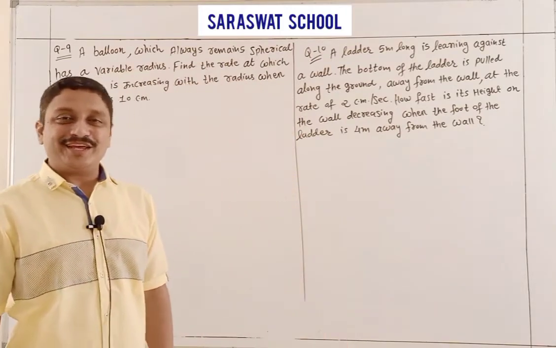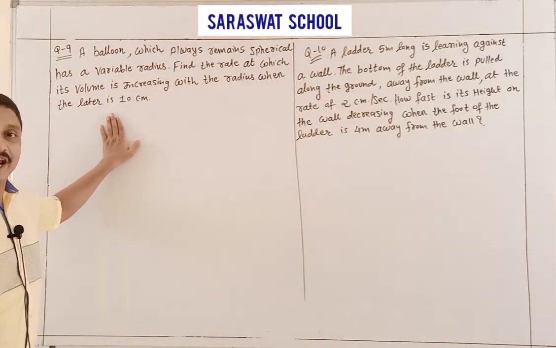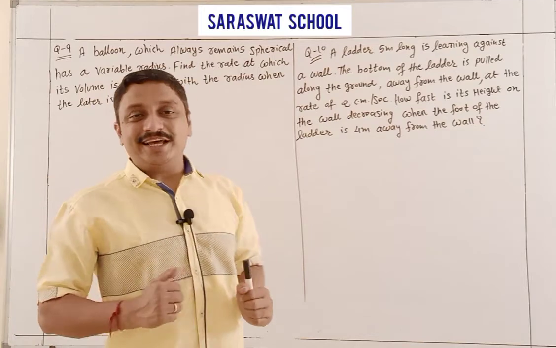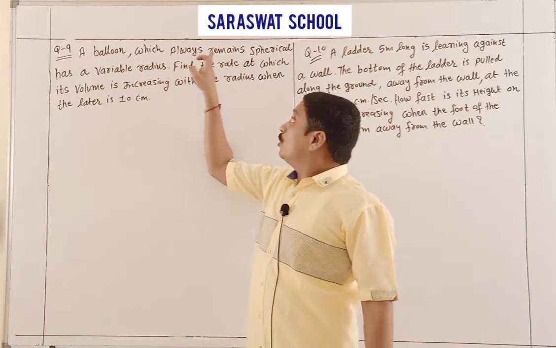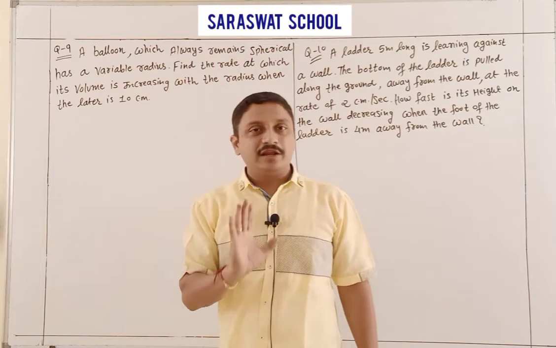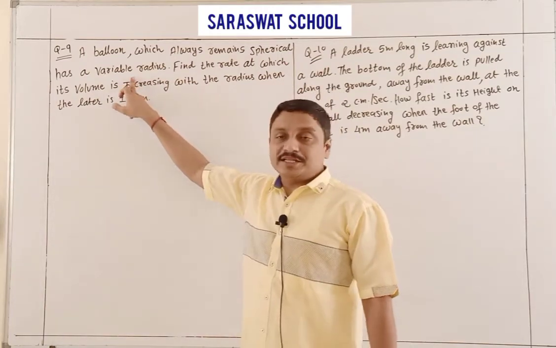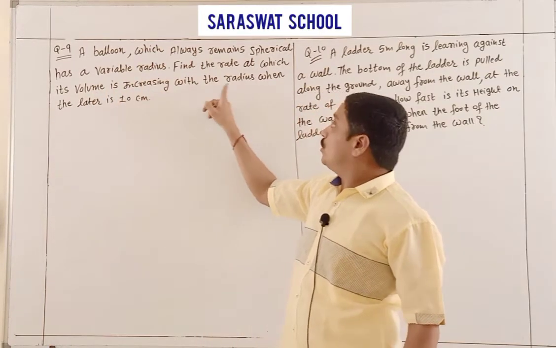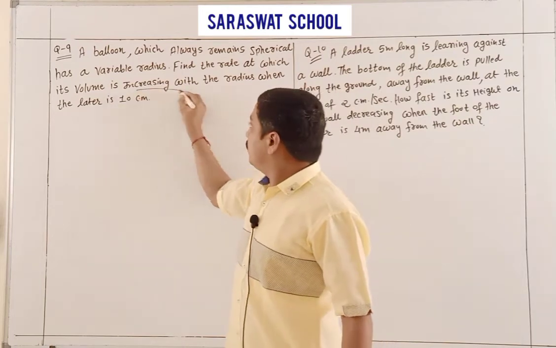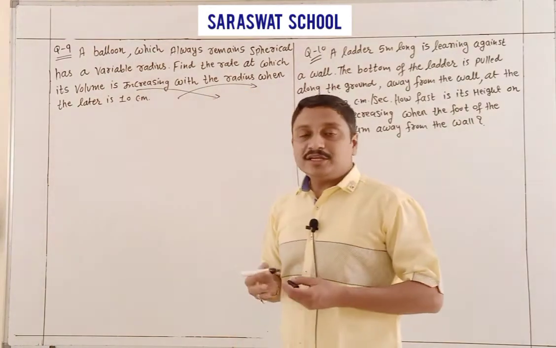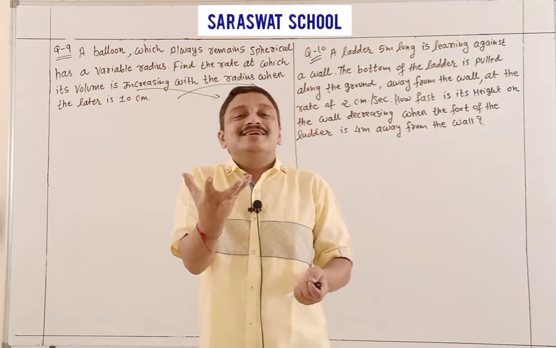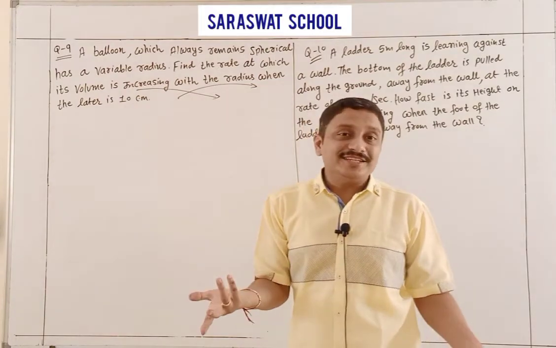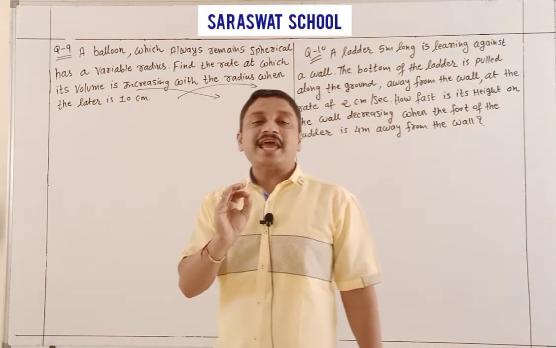Now students, I go to the next one, question number 9, and after that I will explain 10. I have just written the question. The 9th question is that a balloon which always remains in spherical form is given, with variable radius. Find the rate at which its volume is increasing with the radius. Read properly: the radius is increasing, and it asks to find the volume increasing with respect to the radius, if the radius is 10 centimeter.